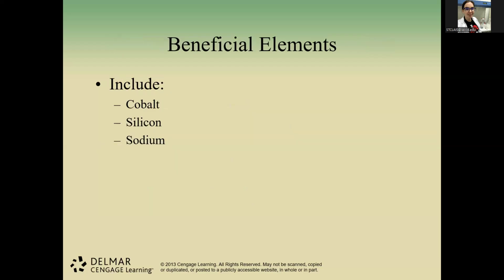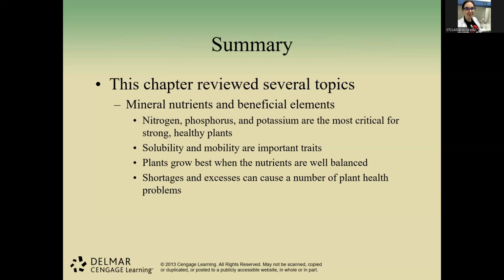Some beneficial elements include cobalt, silicon, and sodium. These are not essential. They're not essential for plant growth and reproduction. All right, so we've gone over quite a few things today. We have talked about the mineral nutrients as well as beneficial elements. Keep in mind that nitrogen, phosphorus, and potassium are most critical for strong, healthy plants.